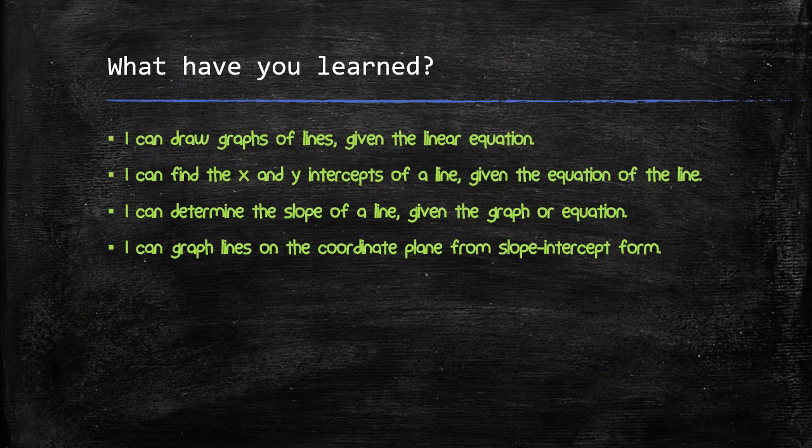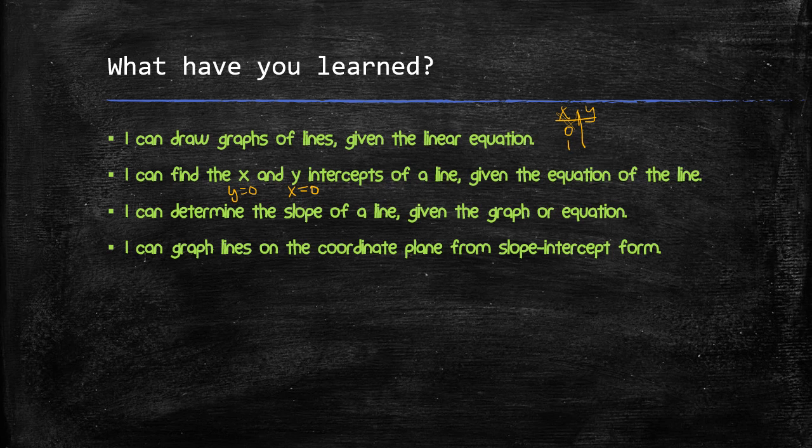All right, so what did we learn today? We learned how to draw graphs of lines given a linear equation. So this is when we did our table. We picked 2 points, x comma y, and a lot of times we pick 0 and 1. Finding the x and y intercepts of a line given the equation of a line. Remember your x-intercept, y equals 0 at the x-intercept, and x equals 0 at your y-intercept.